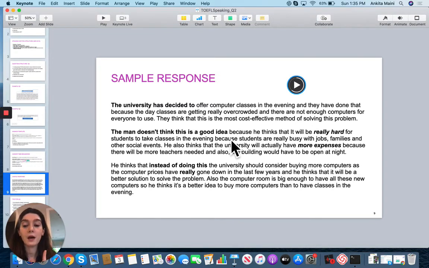Now, I want to actually focus and discuss two other things that I did. One, if you remember, I kind of focused on really hard for students to take classes. Then I said, he also thinks that the university will actually have more expenses. So why did I stress on these two words? The reason I stressed on these two words is to basically pinpoint the differences between the man's opinion and the university's opinion. So really, by stressing on some words, we can convey our message in a better way. And that's what I did here. And that's kind of the intonation pattern.